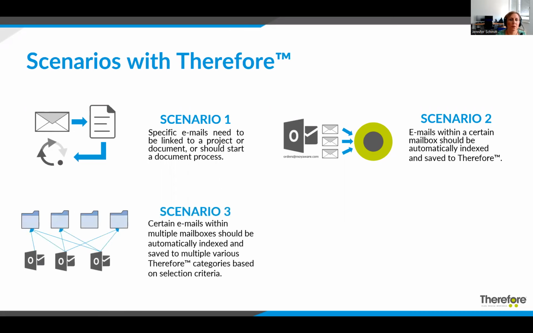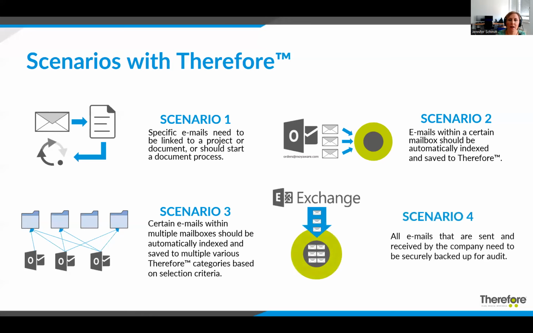Scenario 3 is certain emails from multiple mailboxes should be automatically indexed and saved to multiple various Therefore categories based on selected criteria. So in this case, we've got a couple of different mailboxes, and if they have certain keywords, maybe a certain subject or a certain sender or other specific criteria, you want Therefore to automatically save them to different folders in their Therefore system. And finally, this is the Exchange connector. All emails that are sent and received by the company need to be securely backed up for audit. And this is the journaling scenario with the Microsoft Exchange connector.